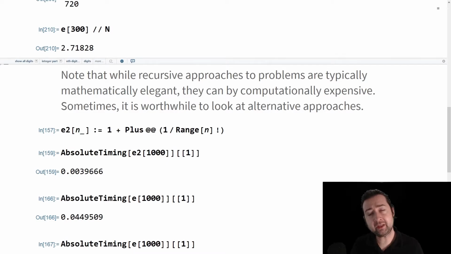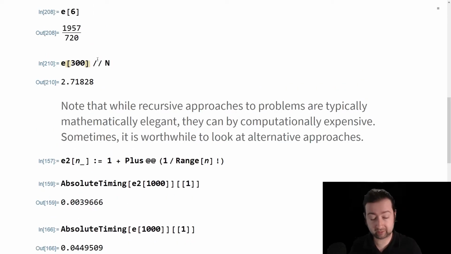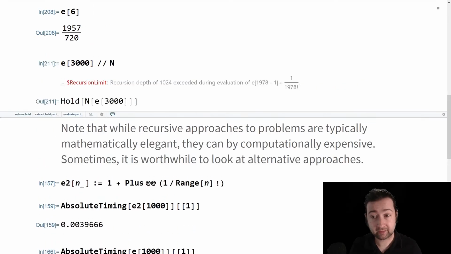One thing that you might run into when you're working recursively is that Mathematica actually has an internal limit on how many recursive steps it will take before it quits. So if you tried to evaluate this command at E3000, it's going to tell you that it's hit its recursion depth, which means that it will not run this more than 1024 times. And it does that as a hard barrier against out of control processes, which are easy to do when you're doing recursion.